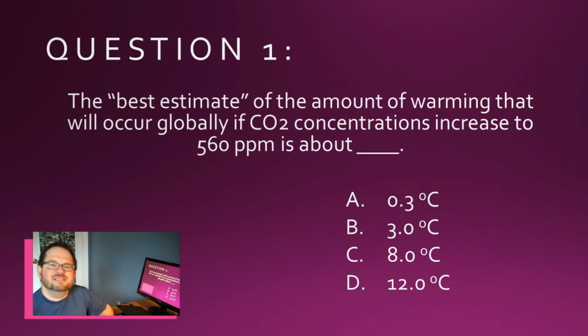And speaking of pausing, let's actually ask a couple quick questions before you move on to the next lecture. Question 1. Our best estimate of the amount of warming that will occur globally if carbon dioxide concentration increases to 560 parts per million is about 0.3, 3, 8, or 12 degrees Celsius. How much warming are we talking about with a realistic, if perhaps optimistic, scenario of merely doubling carbon dioxide from pre-industrial levels? All right, make your choice for one of these 4 options and get a little feedback before you move on to question 2.